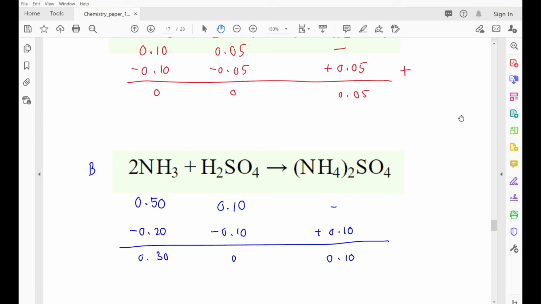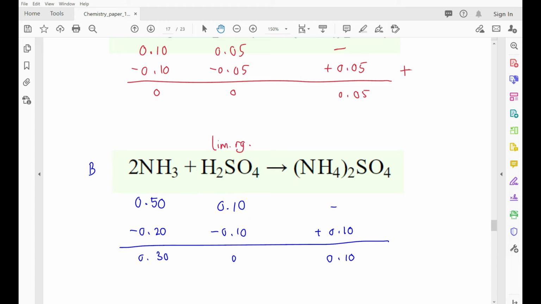So to tell quickly which one is the limiting reagent, you can do this. Take the mole, divide by the coefficient, and compare the number. The one that gives you the smallest number belongs to the limiting reagent. So in this case, our limiting reagent is sulfuric acid.